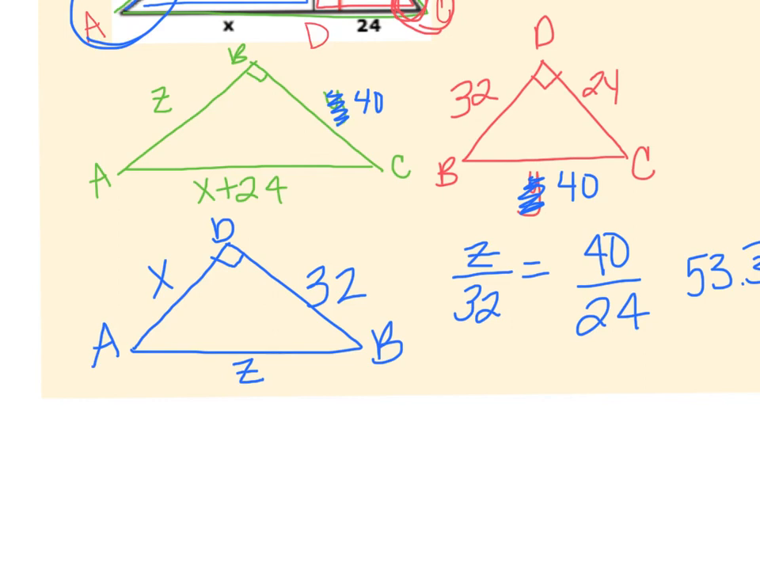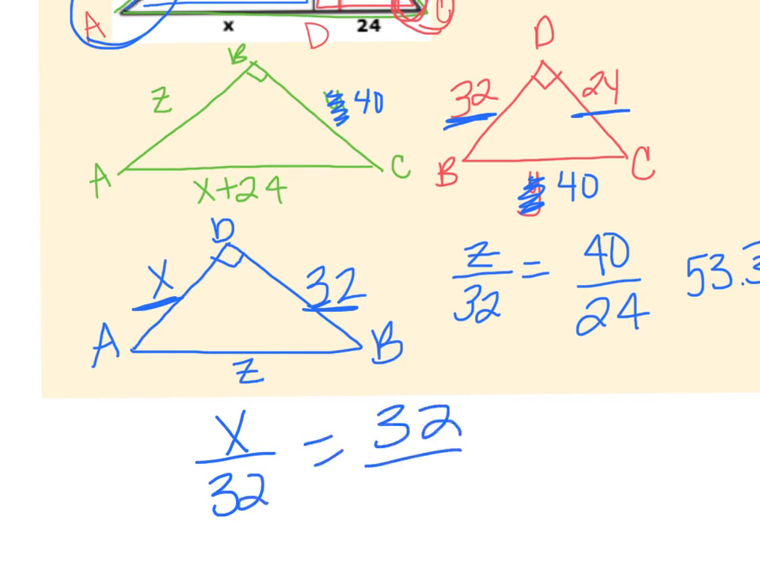And then I gotta find out what X is. And for X, I'm going to go ahead and stick to using the blue and the red because I've got X, 32, 32, and 24. So I've got nice numbers. So X over 32 equals 32 over 24. So let's see, 32 times 32 divided by 24 will give you 42.6 repeating.